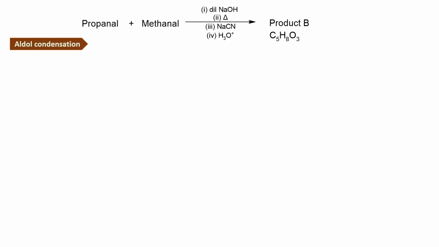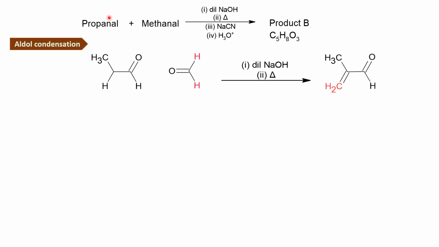In this particular question, the first step is the aldol condensation. Propanal we have written in its structural form, and methanal too. And this is the final product, which is the final condensation product. The shortcut to learning this reaction is very easy, because it is just a reaction of formaldehyde, so let me put the formaldehyde here, and then the propanal.